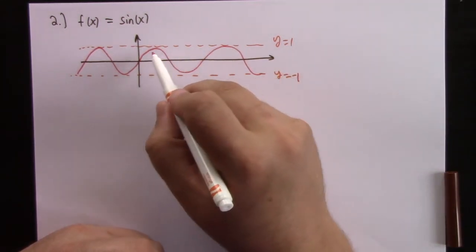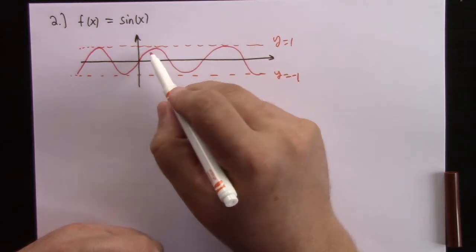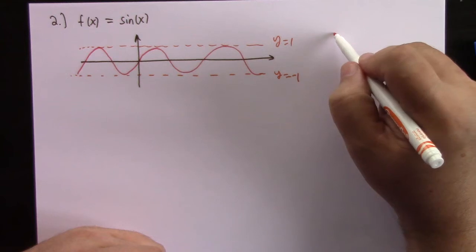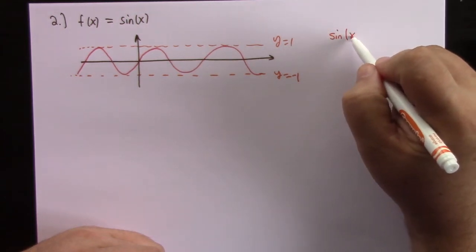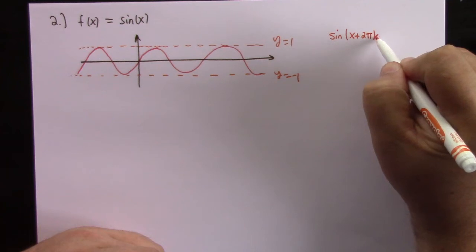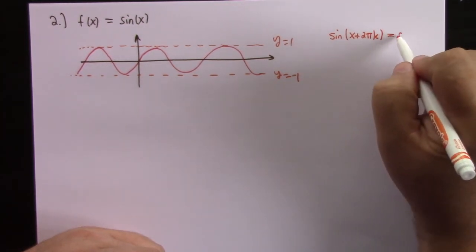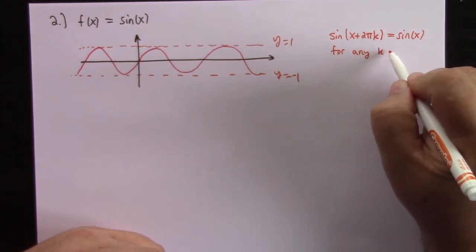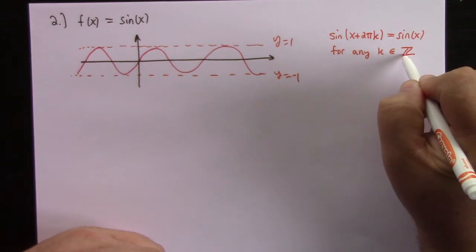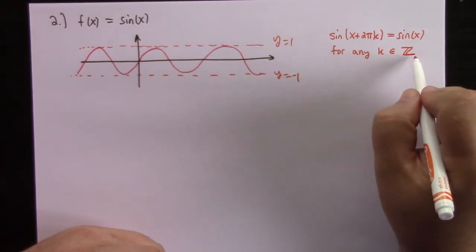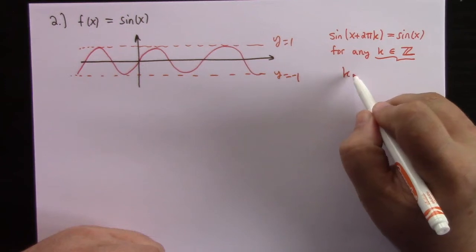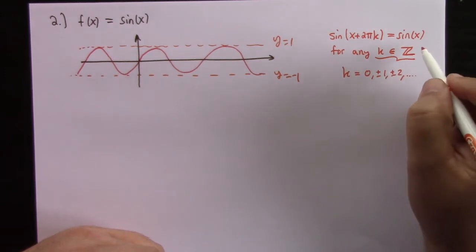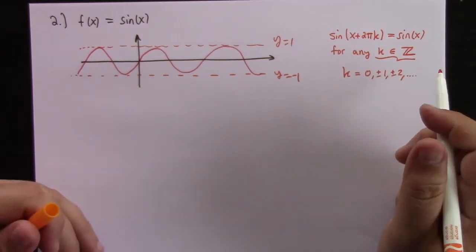If you go 2 pi forward from any point, you get back to the same output again. In other words, there's a fundamental identity for sine: the sine of x plus any integer multiple of 2 pi is equal to sine of x again. That's true for any k in the integers, k an element of Z. This is a fancy way of saying k is equal to 0, plus or minus 1, plus or minus 2, but it's just a lot less writing to say k is an element of Z.